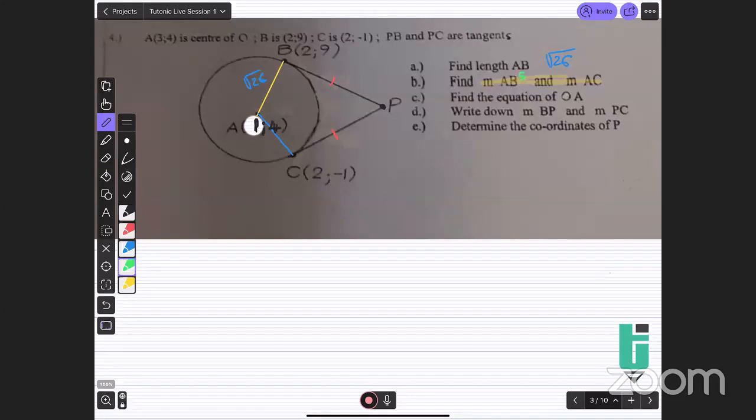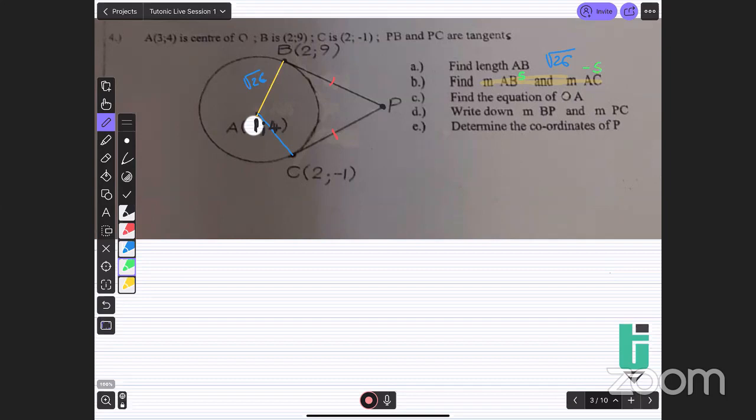5, and the gradient of AC? Hamza, you want that one? -5. Yeah. Okay, because it's 4 minus 1 over 1 minus 2. -5. So that's interesting, eh?